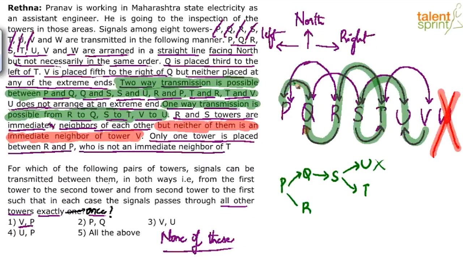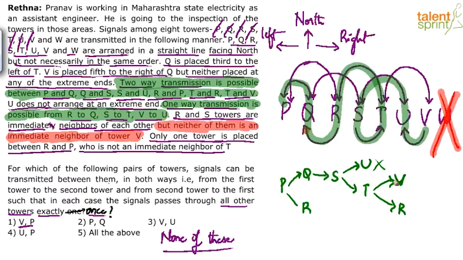Try the other path. P to Q, Q to S, yes. Then S to T. Then at T what happens? The outgoing is possible only from T to V, or T to R. So T to V or T to R. But if I go to V, I have closed the path, right? We have to go from P to V. So P, Q, S, T, V.